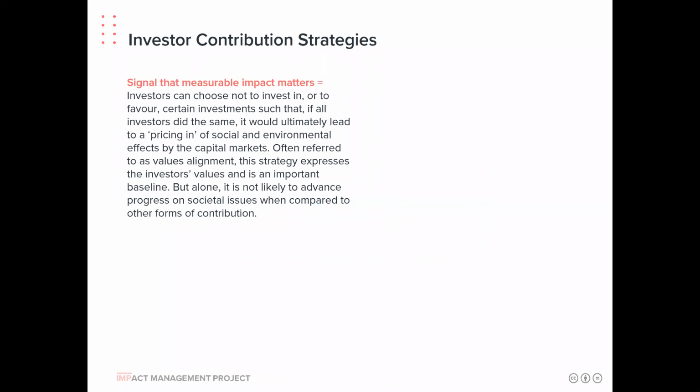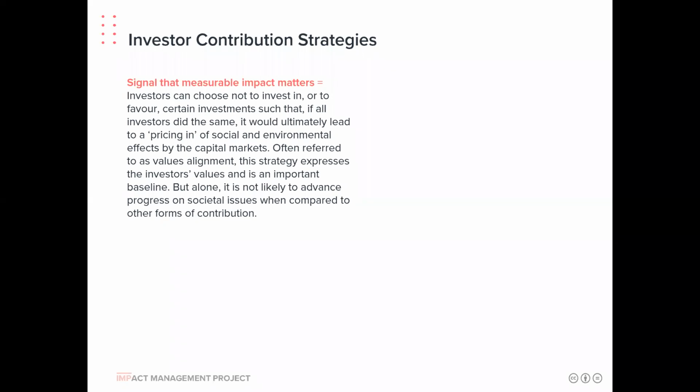In talking with investors, we heard that these are strategies that they use. There's 4 of them on the slide. We'll go through them one by one. They're not mutually exclusive, and this isn't a hierarchy. It isn't to say that it goes from least to greatest impact or anything like that. These are rather a set of strategies that are almost like tools that investors have in their toolkit. So the first is signaling that measurable impact matters.